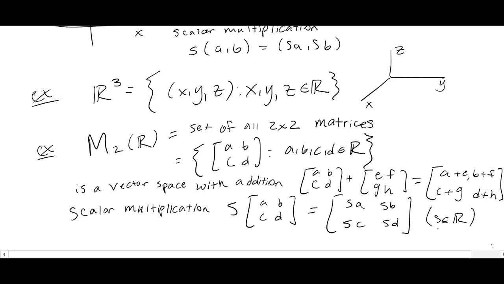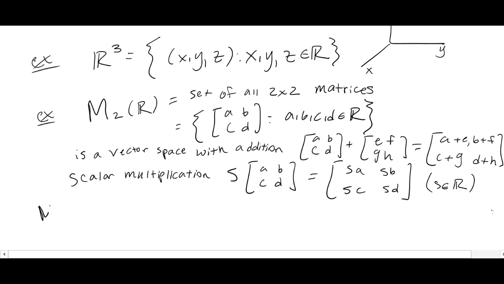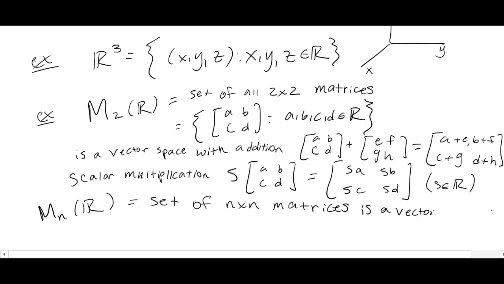Here the vectors are matrices. More generally, M in R, which is a set of n by n matrices, that's a vector space. And Rn, which is the n-dimensional set of vectors, I'll just say this is a vector space.